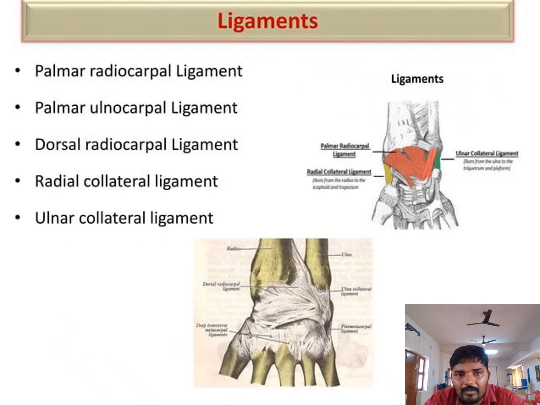These are the ligaments: palmar radiocarpal, palmar ulnocarpal, dorsal radiocarpal, radial collateral, and ulnar collateral ligament.